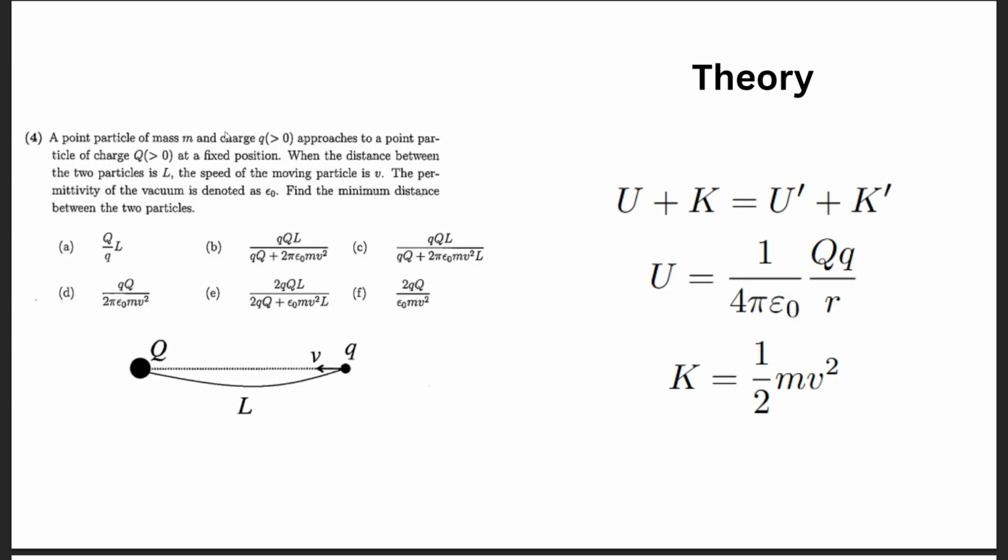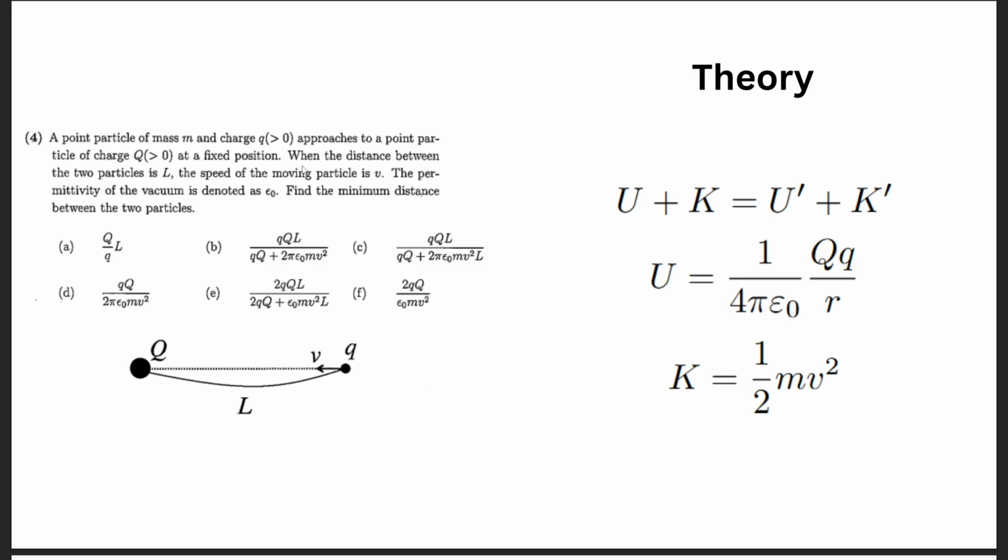A point particle of mass m and charge q approaches a point particle of charge Q at a fixed position, so they're both positive. When the distance between the two particles is L, the speed of the moving particle is v. The permittivity of the vacuum is denoted as epsilon naught. Find the minimum distance between the two particles.